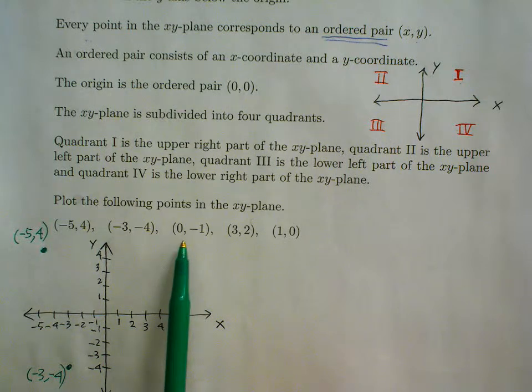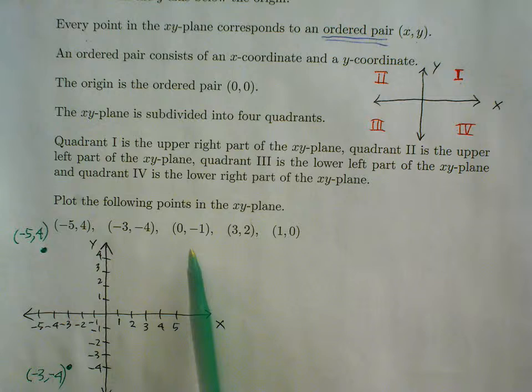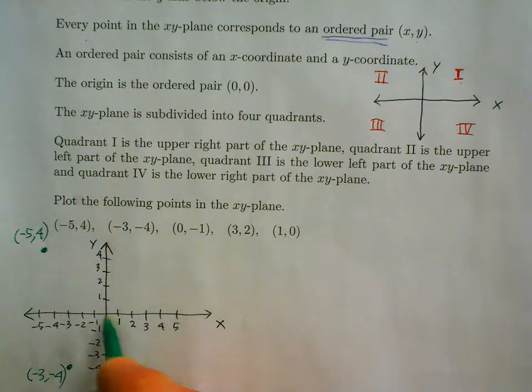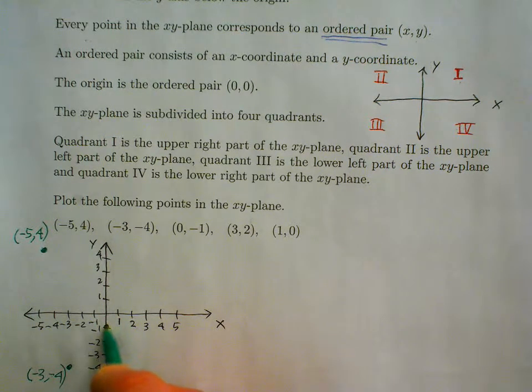The ordered pair 0, -1. Where in the xy plane is that point? 0, -1. It's on the y-axis. Yeah, it's on the y-axis. It's not actually in a quadrant, but it's on the y-axis. So 0 for x, and then -1 for y. So we have this point, 0, -1.